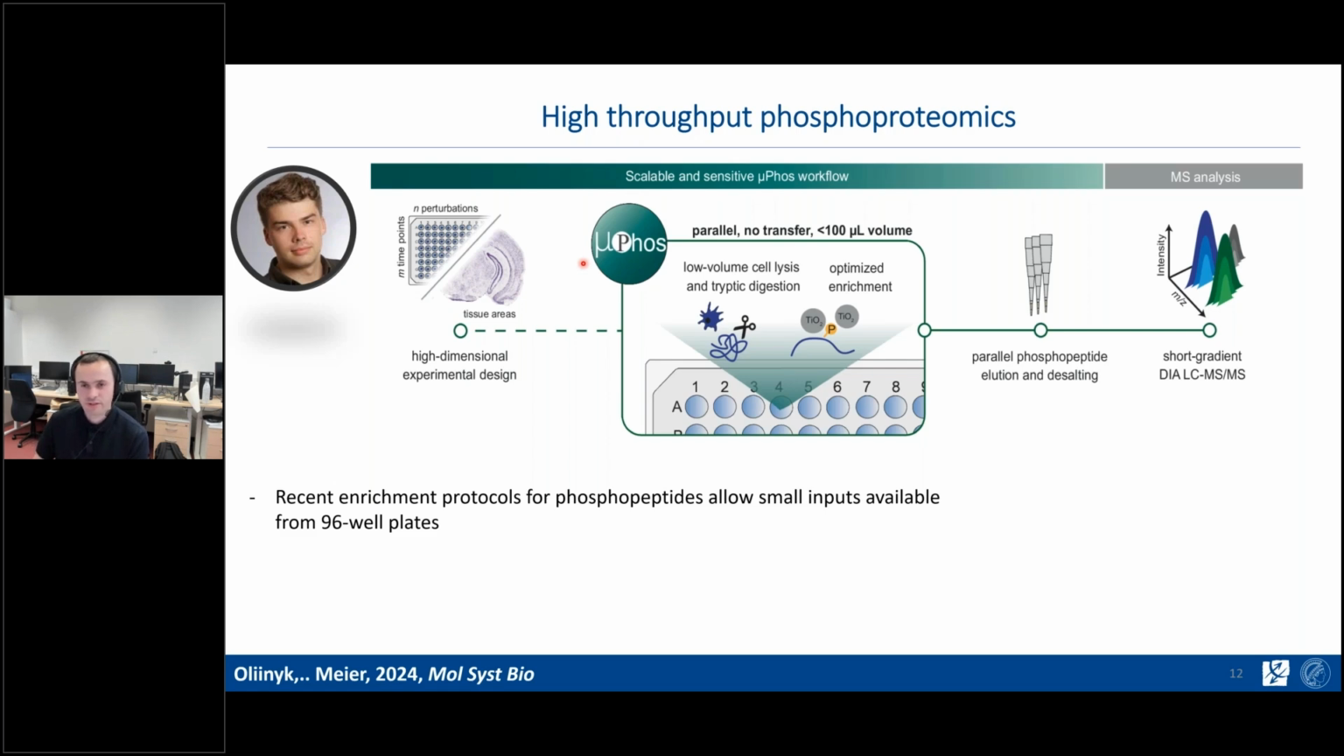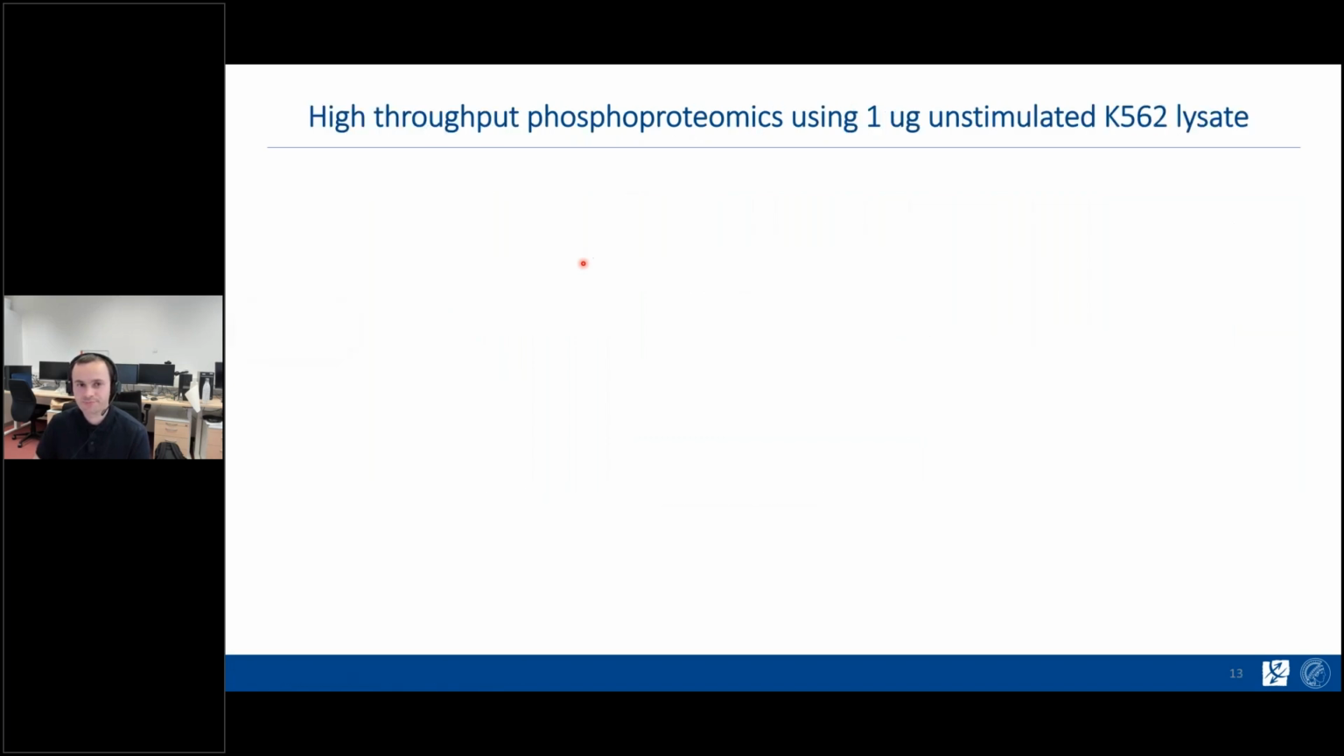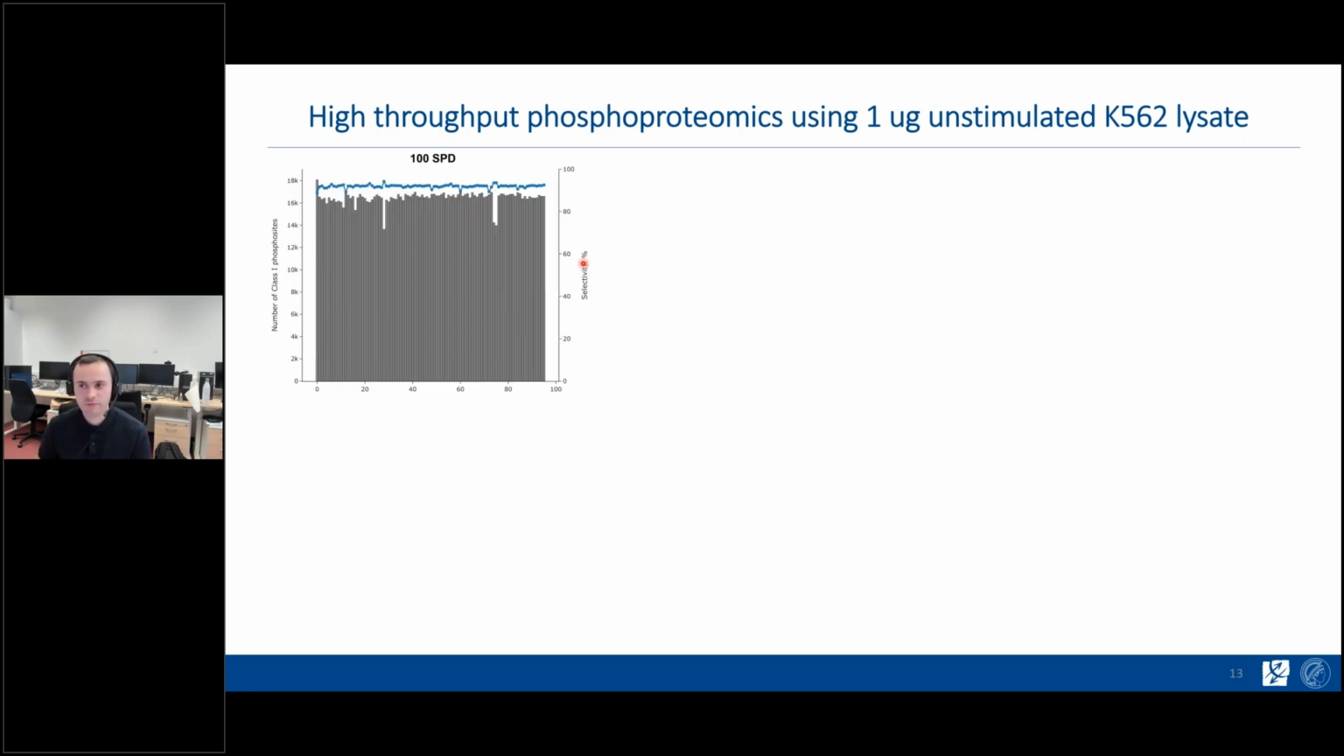So back then, Dennis used 30 to 60 minute gradients, which were still considered short. But now we can do more than 100 SPD on the Evosep ENO with the Orbitrap Astral Zoom. And if you just use 1 microgram of unstimulated K562 lysate at 100 SPD, you can get around 16K class 1 phosphosites per injection, which was very surprising.